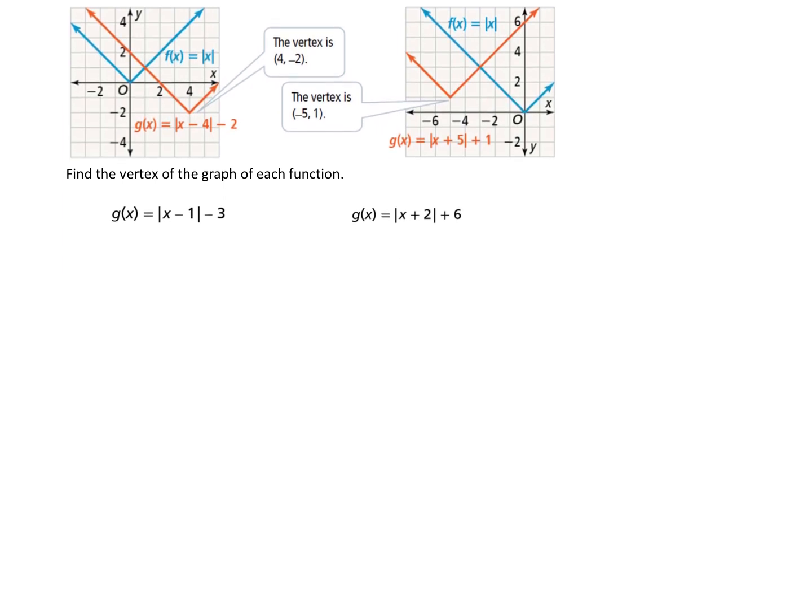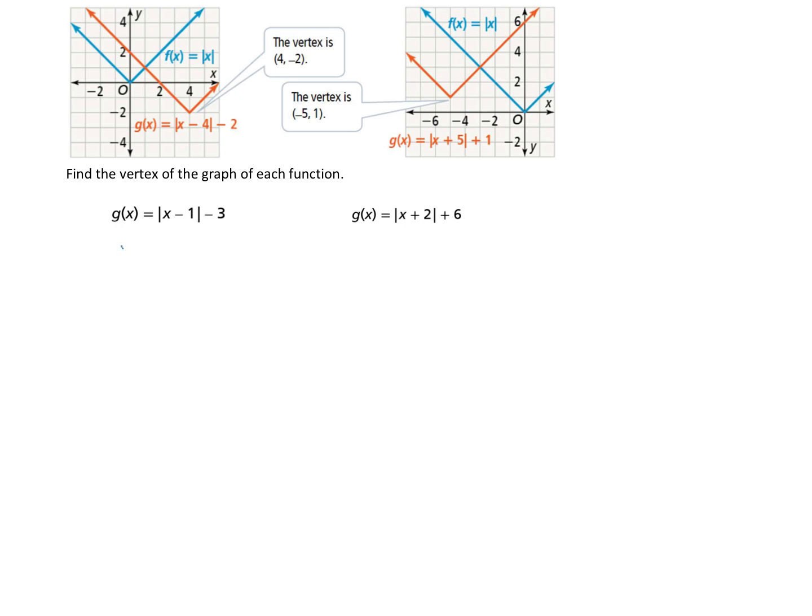So just a couple quick ones for us to try on our own here. Find the vertex of the graph of each function. So we want to, again, just take some notes, some observations. Absolute value function, so it's a V-shaped graph. We have an x minus 1. That minus 1 in with the x is going to shift your x's. Because it's minus 1, we're going to go to the right.